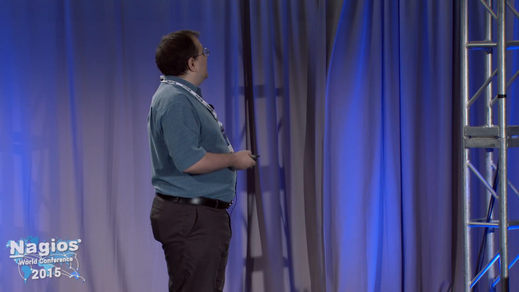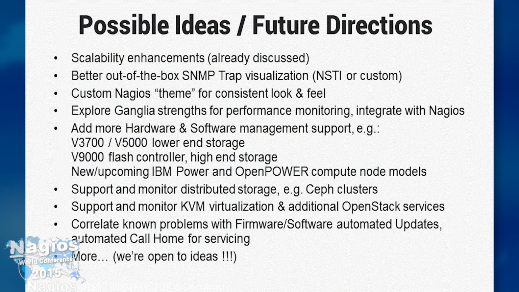So, possible ideas for the future. I'll let you guys read more about it. One of the things we want to do is explore integrating Ganglia into the equation too. Ganglia has some strengths. Nagios has different strengths, so we want to see what makes more sense to do performance management. We want to support KVM running on the Power environment as well.